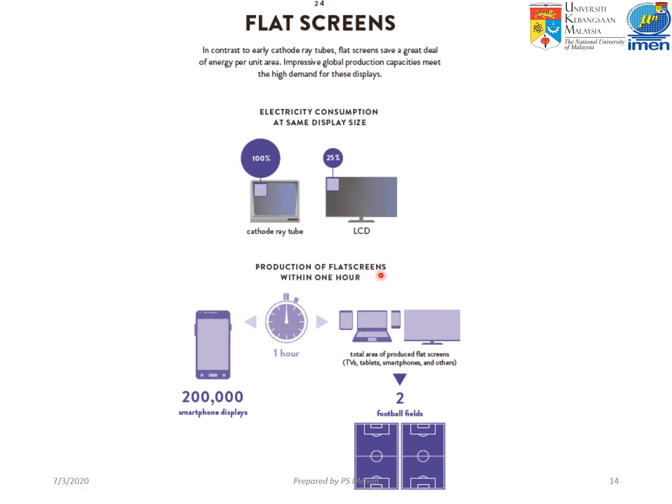Production of flat screens within 1 hour. In 1 hour, we can make 200,000 smartphone displays. And in 1 hour, the total area of produced flat screens, which includes TVs, tablets, smartphones, and others, is equivalent to 2 football fields. Okay, so that is how many flat screens can be made. So many, compared to a cathode ray tube.